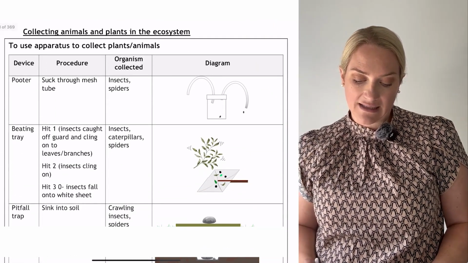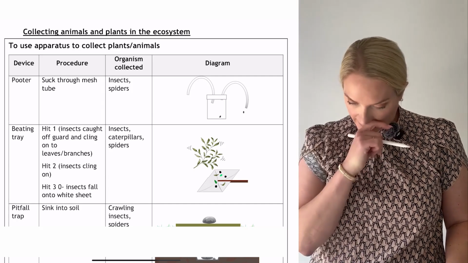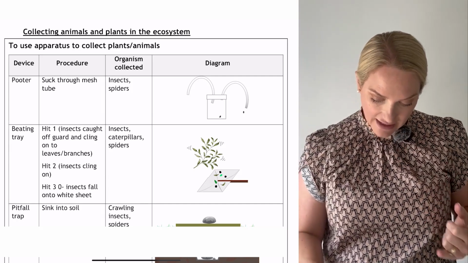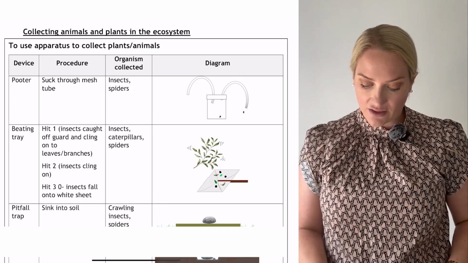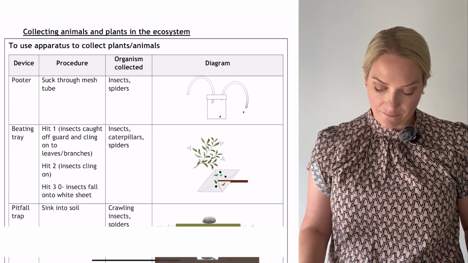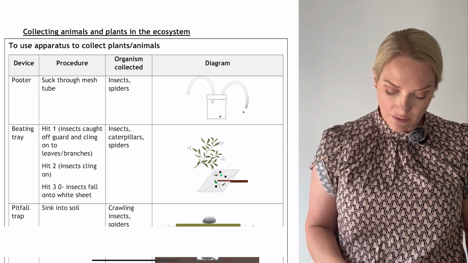So we have to be able to collect animals and plants, and we have to know 5 methods of collection. Okay, so here we have our pooter. Our pooter is used to collect insects and spiders. So you're going to suck through one tube, and at the other tube, you're going to put that over the organism. A beating tray is another example.